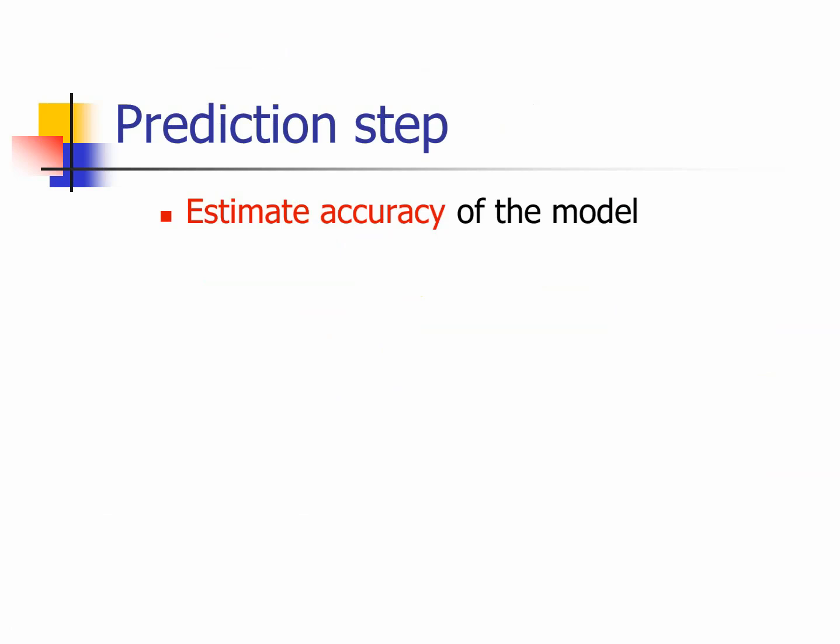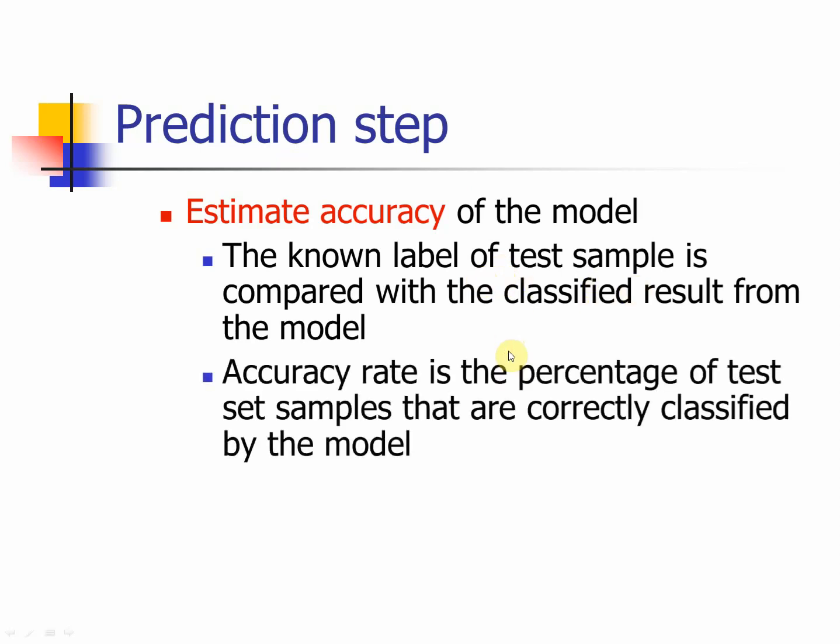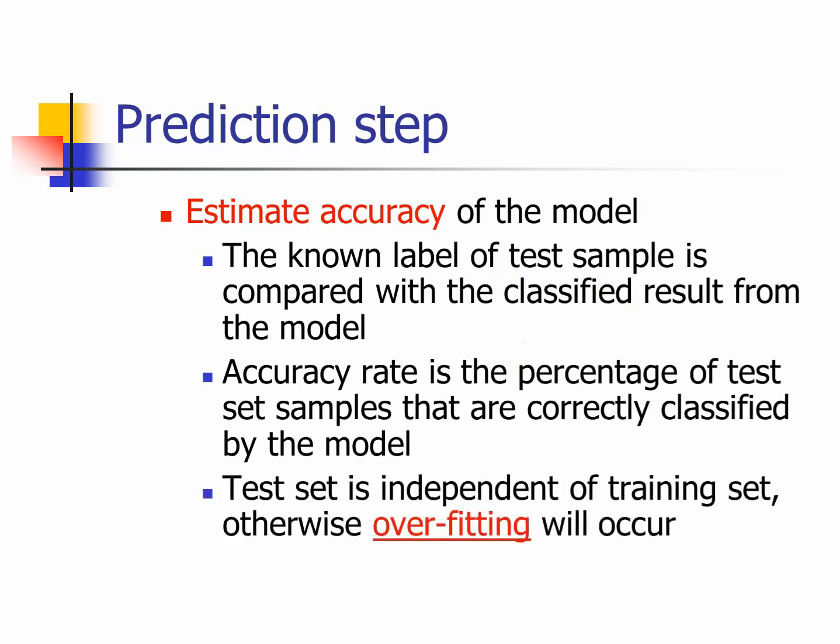So we would be able to look at the results side by side, and therefore we can evaluate the accuracy of the model. The known label of the test sample is compared with the classified result from the model, so that we will be able to see. The accuracy rate is the percentage of test set samples that are correctly classified by the model, so we can know how accurately the model can make predictions.